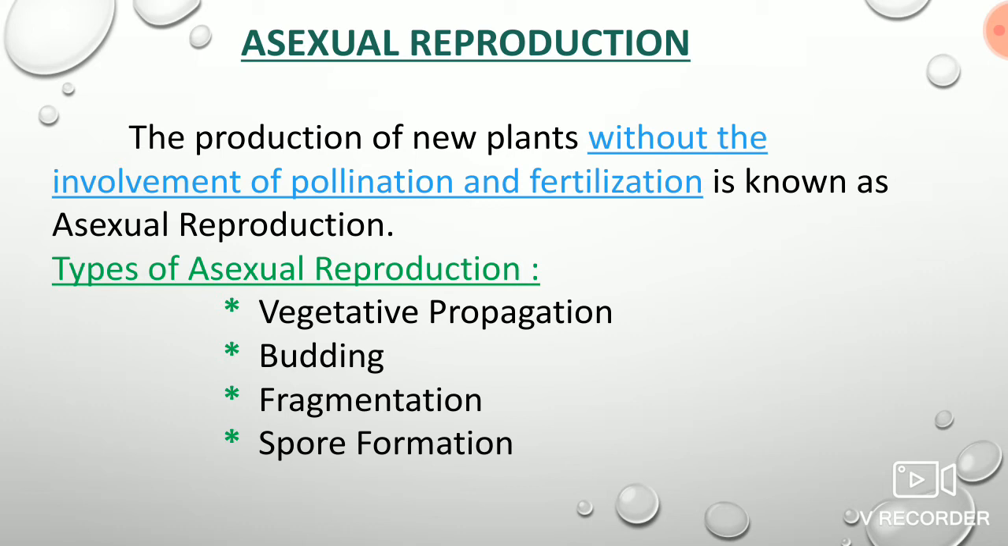The next type of reproduction is asexual reproduction. The production of new plants without the involvement of pollination and fertilization is known as asexual reproduction. Types of asexual reproduction: vegetative propagation, budding, fragmentation, and spore formation. Let us discuss in detail.